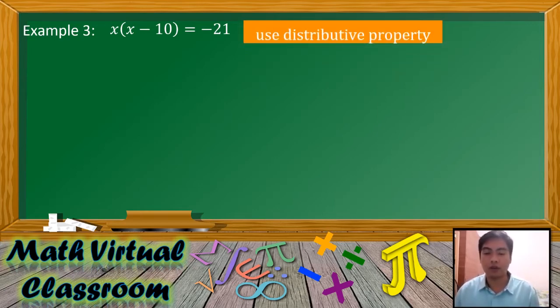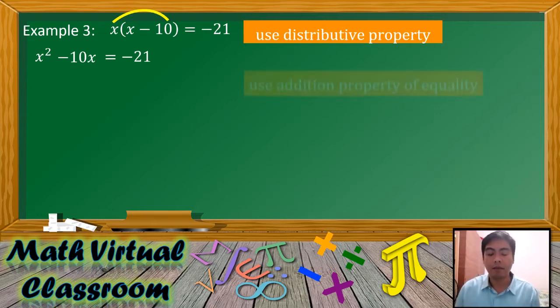Yes, we first use the distributive property. x times x, that is x squared. x times negative 10, that would be negative 10x. We rewrite equals negative 21.